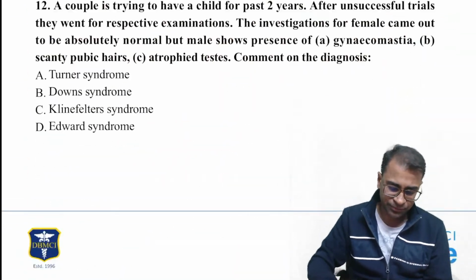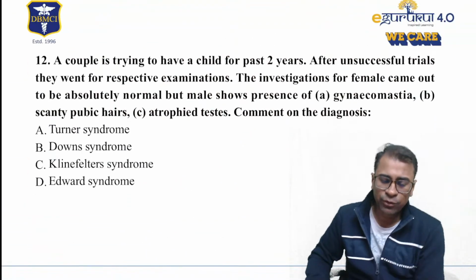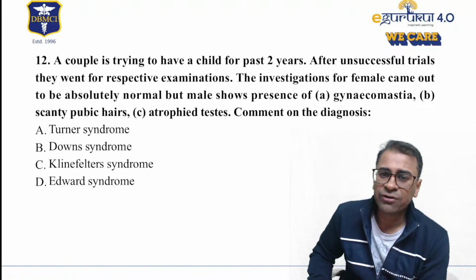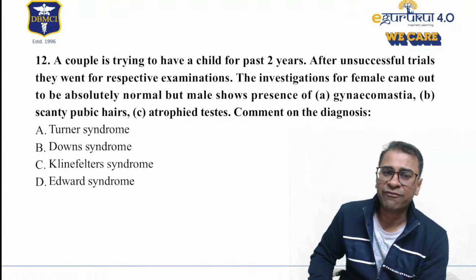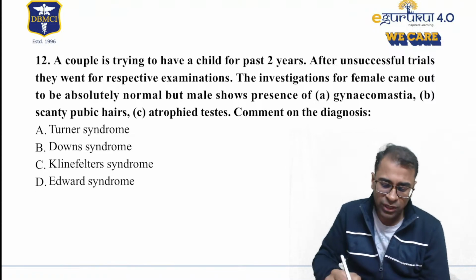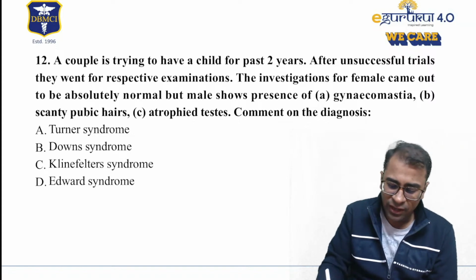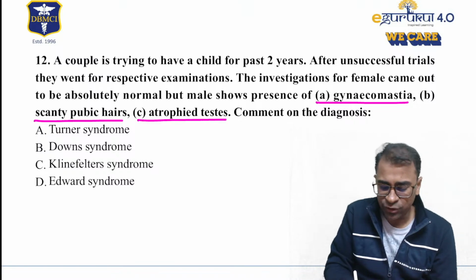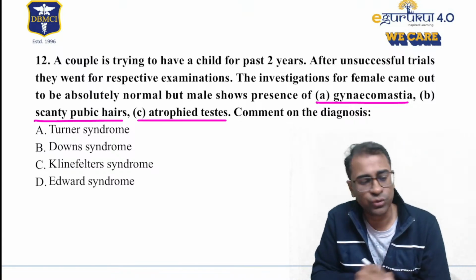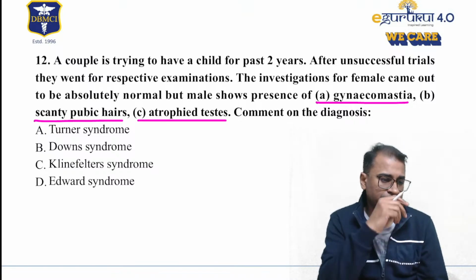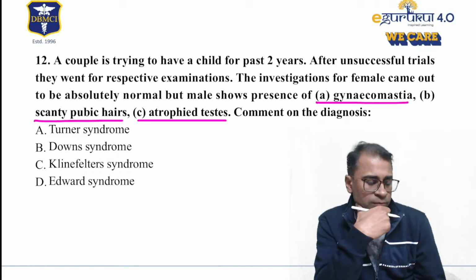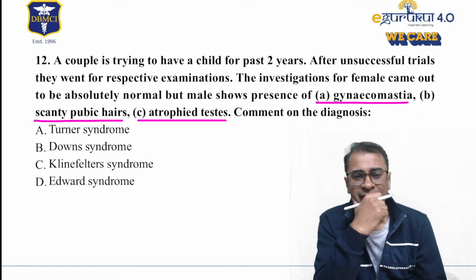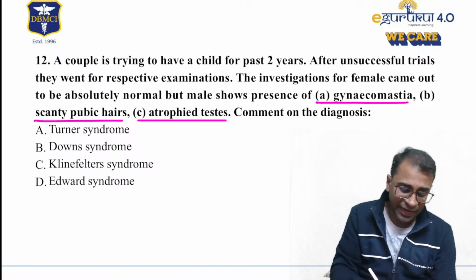चलो next question. A couple is trying to conceive for the past 2 years. After unsuccessful trials, they have gone for examination. And what you find out? Female is completely normal and male has gynecomastia, scant pubic hairs, atrophied testis. क्या हो गया इसको? बताओ. Bolo. What does the male have? Yes, it's a Klinefelter syndrome.